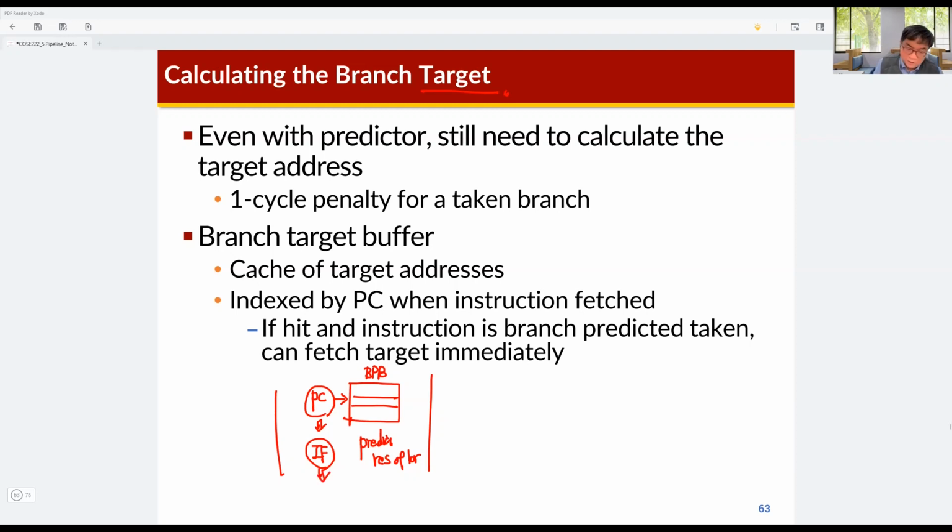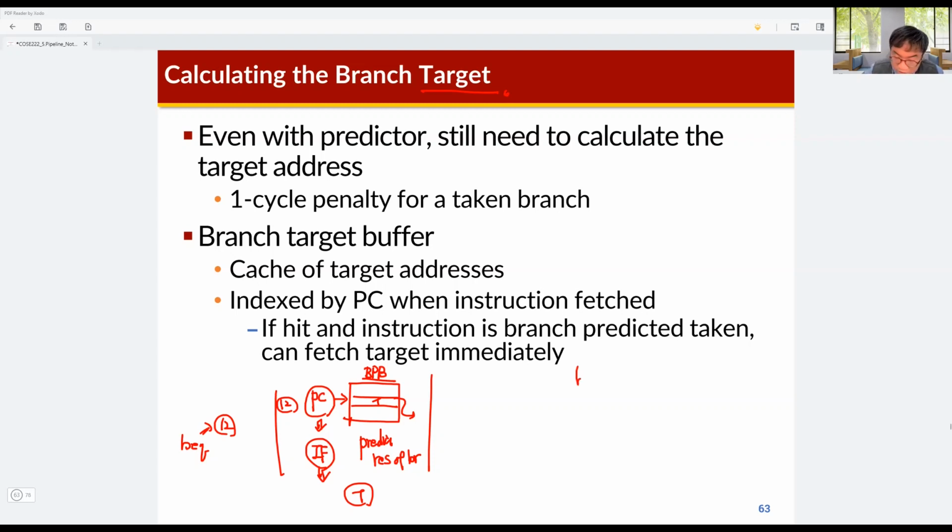So the PC of the branch is 1, 2, and then we can just access the branch prediction buffer with this PC value, and read the previous result, T. Then we can predict the result of this current branch instruction as taken. So we can predict the result very early, at the instruction fetch stage. What's the problem?